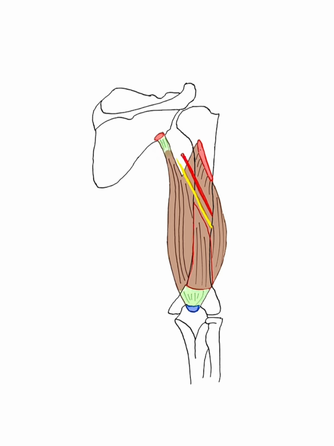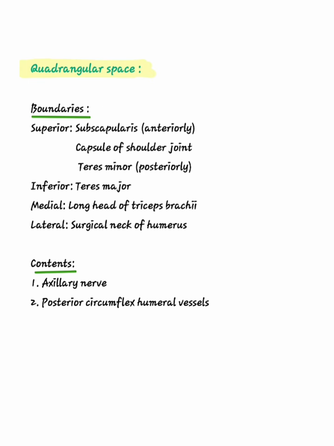The long head of triceps arises from infraglenoid tubercle of the scapula. Quadrangular space boundaries: superiorly, subscapularis anteriorly, capsule of shoulder joint, teres minor posteriorly. Inferiorly, teres major. Medially, long head of triceps. Laterally, surgical neck of humerus.